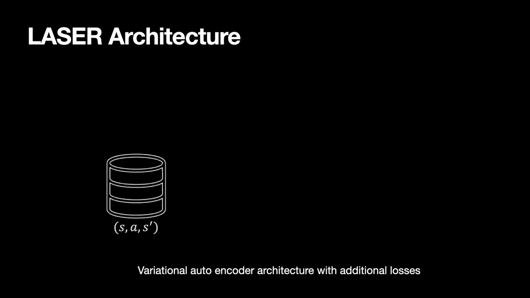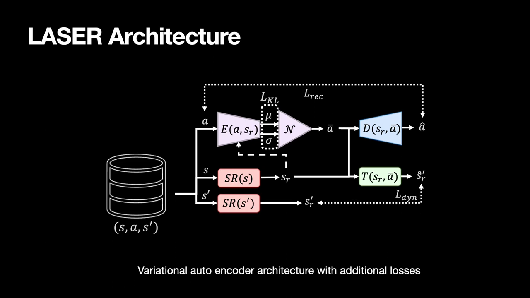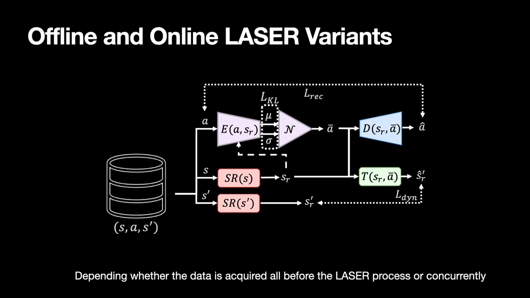LASER proposes a solution to the problem of action representation learning in the form of a variational autoencoder model which reconstructs low-level actions from latent actions, along with a latent dynamics model predicting future robot states. We propose two variants of our algorithm, offline and online LASER.